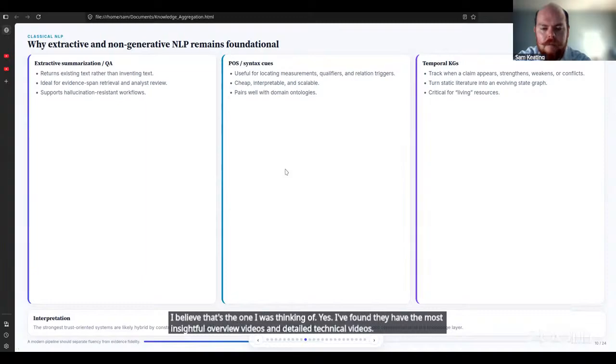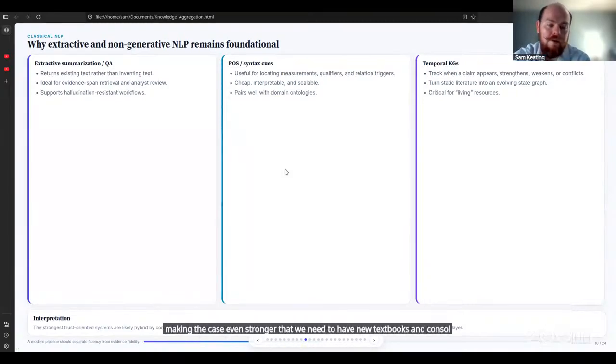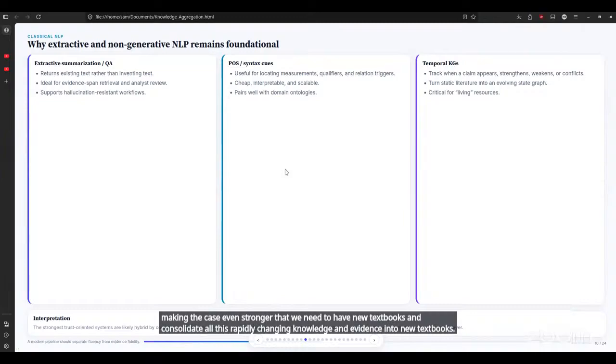I haven't really found a textbook that has it, but once again, that's making the case even stronger that we need to have new textbooks and consolidate all this rapidly changing knowledge and evidence into new textbooks. That's awesome. Great.